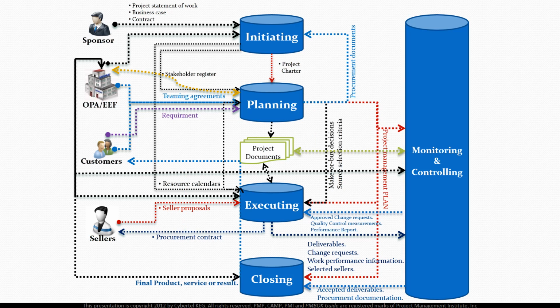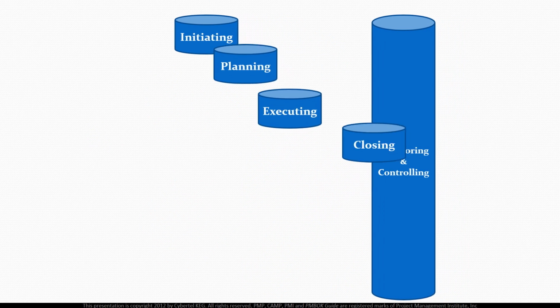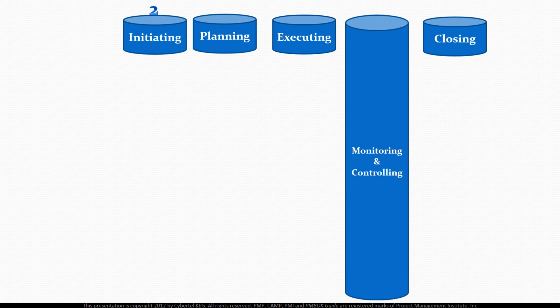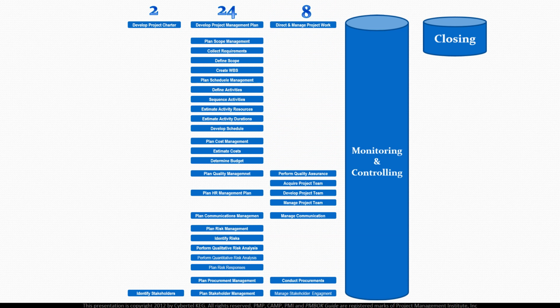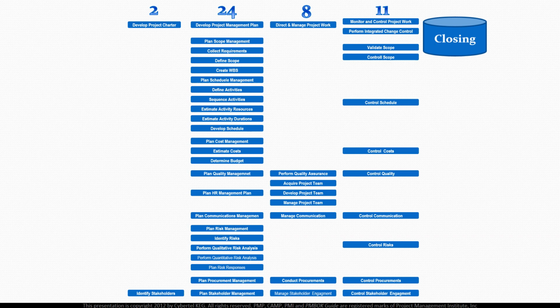And these 5 process groups include the 47 processes divided as follows. The initiating process group contains 2 processes. The planning process group contains 24 processes. And the executing process group contains 8 processes. The monitoring and controlling process group contains 11 processes. And the last group is the closing process group. It contains 2 processes.